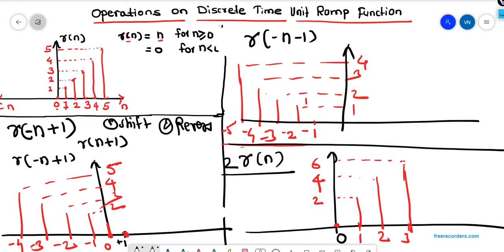So I hope now we understand overall how to do the operations on a discrete time unit ramp function.